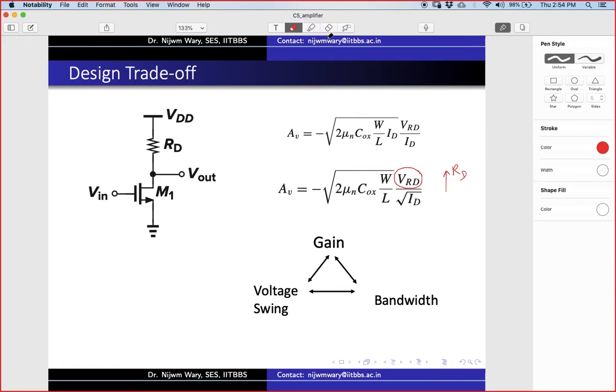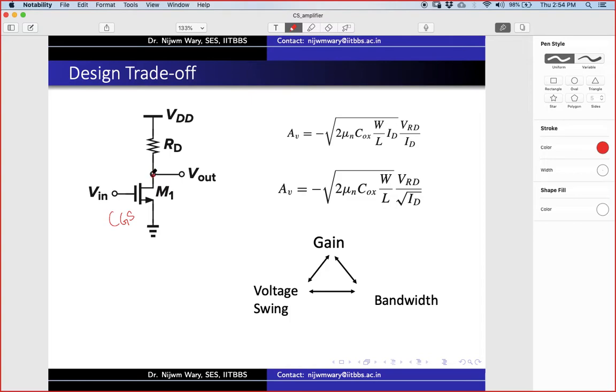Now what are the consequences of all these things? The consequence is, if I try to increase the W by L ratio, note that it will have a capacitance CGS, the capacitance because of this W and L. So this will be loading the previous stage.